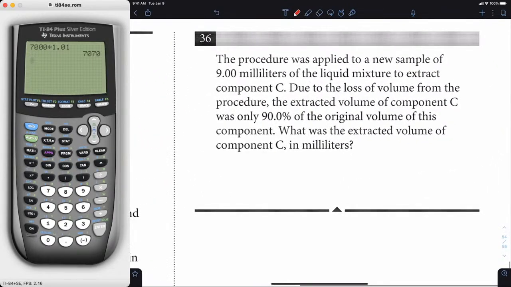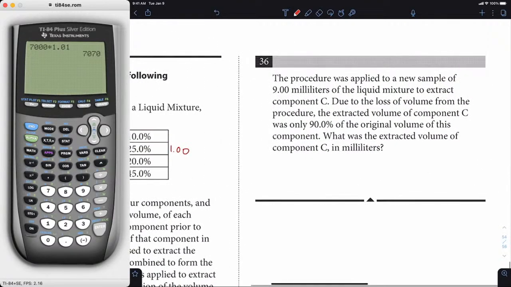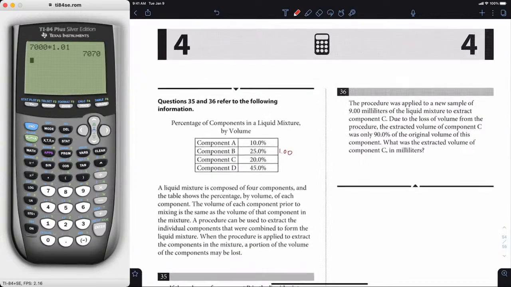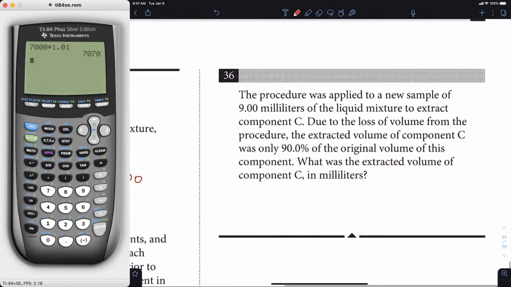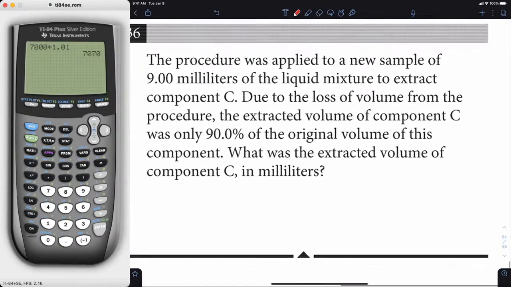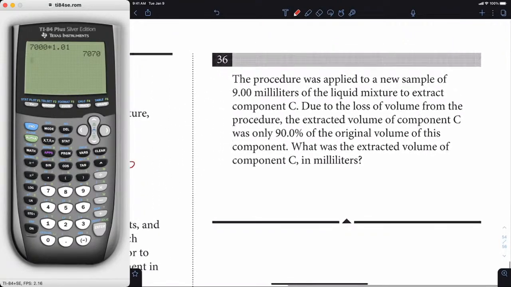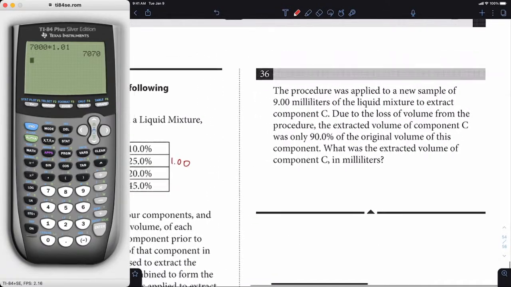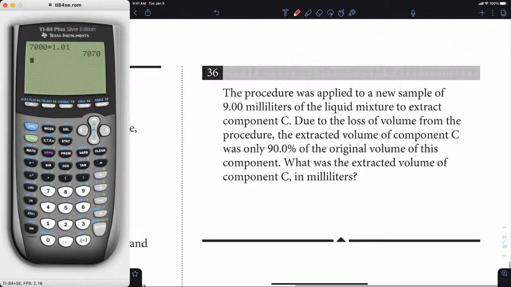The procedure was applied to a new sample of 9.0 milliliters of the liquid mixture to extract component C. Due to loss of volume from the procedure, the extracted volume of component C was only 90% of the original volume of this component. What was the extracted volume of component C in milliliters?